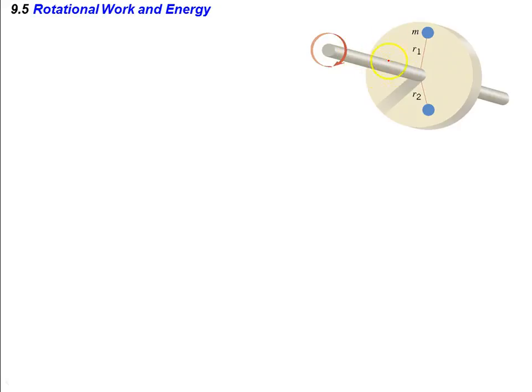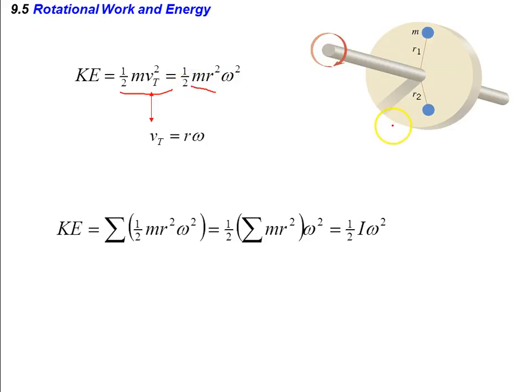So let's say we have an object that we're rotating. We can also say, well, if it's moving, it has to have some type of kinetic energy. And so kinetic energy we know is 1/2 mv squared. Well, that tangential velocity here is just r omega. So we substitute that in, we get 1/2 mr squared omega squared. But wait a minute, we should recognize what that mr squared is. That mr squared is really our moment of inertia. So we're left with a result of 1/2 I omega squared for the rotational kinetic energy.